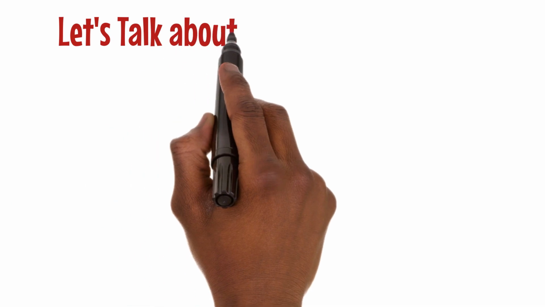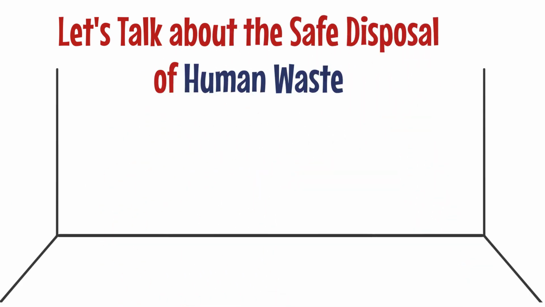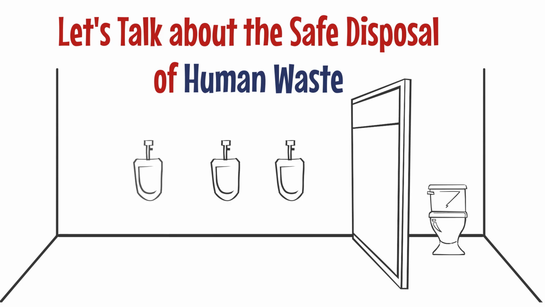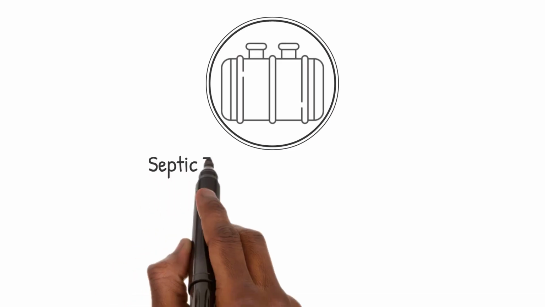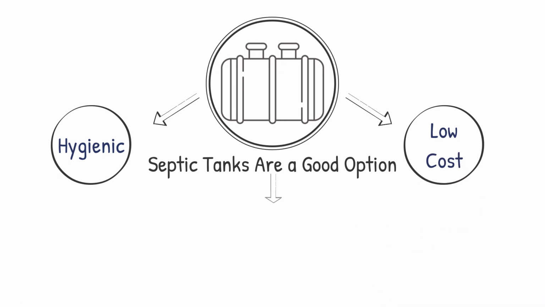Lastly, let's talk about the safe disposal of human waste. Sanitary latrines, like water closets, are ideal for this purpose. If a sewerage system isn't available, septic tanks are a good option. They're hygienic, low cost, and don't pollute the environment.